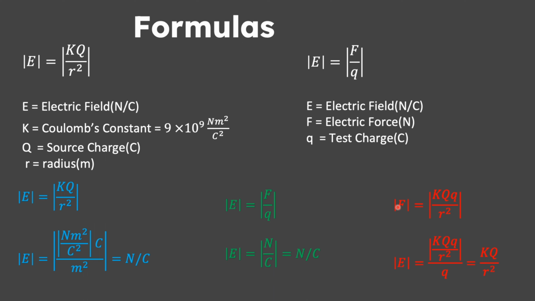And now let's show how both of these formulas are equal to each other. Force is equal to kq times lowercase q over r squared. So if we plug that into this equation, we get kq times lowercase q over r squared divided by lowercase q. This cancels the lowercase q's out, leaving us just with kq over r squared, which is back to this equation, showing how both are the same.